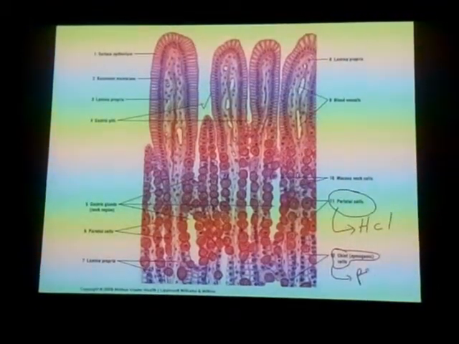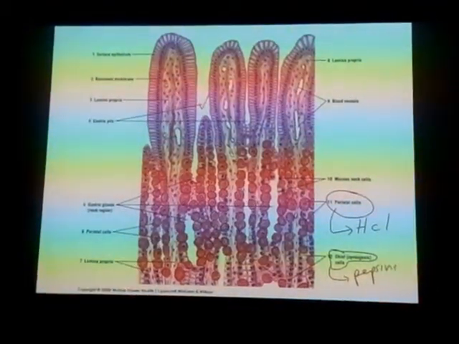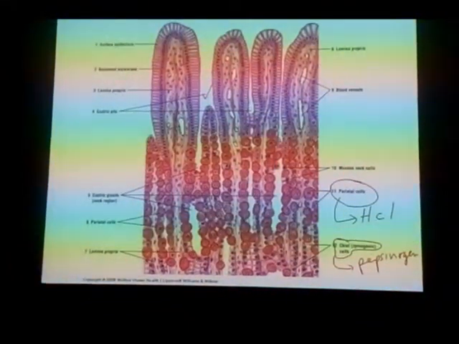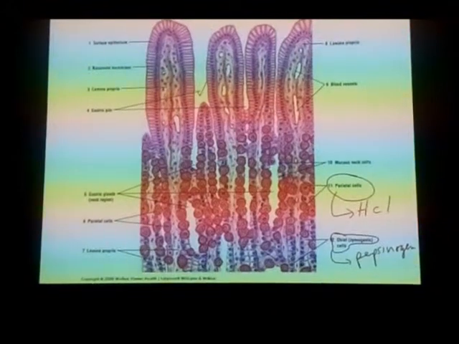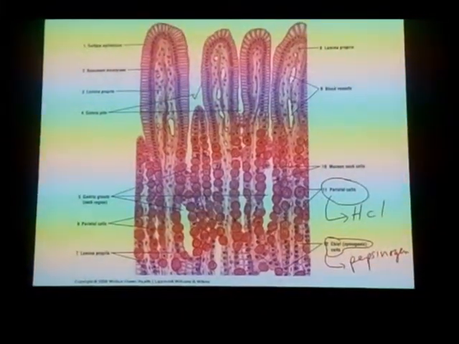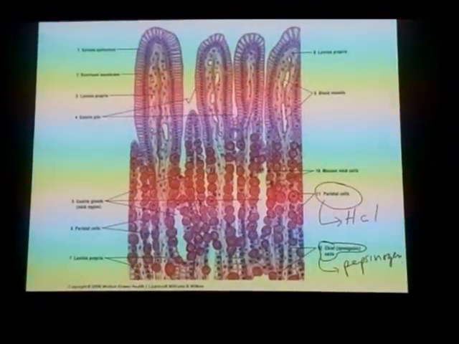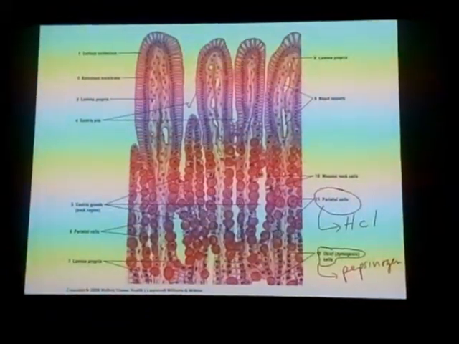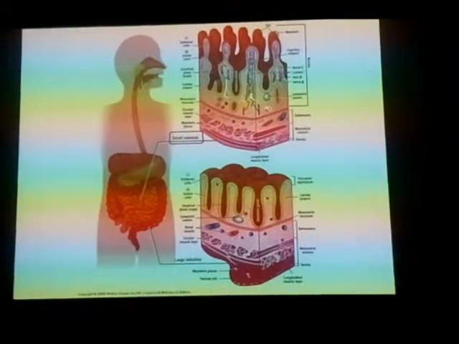Pepsinogen, that's correct. Pepsinogen, the digestive enzyme. All right, so be aware that you have your little parietal cells. These are the red ones, and then you have these purplish stained ones, the chief cells or zymogenic cells. Okay, let's move on. So that's the wall of the stomach.